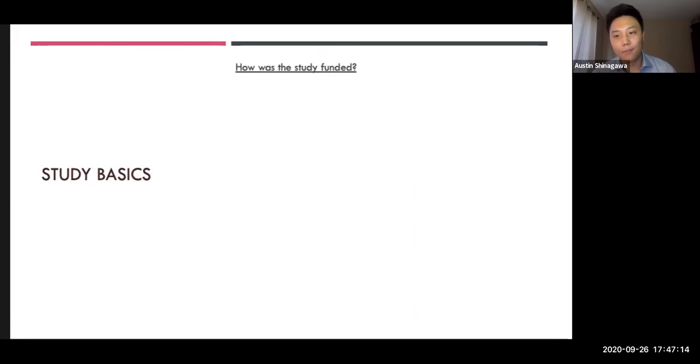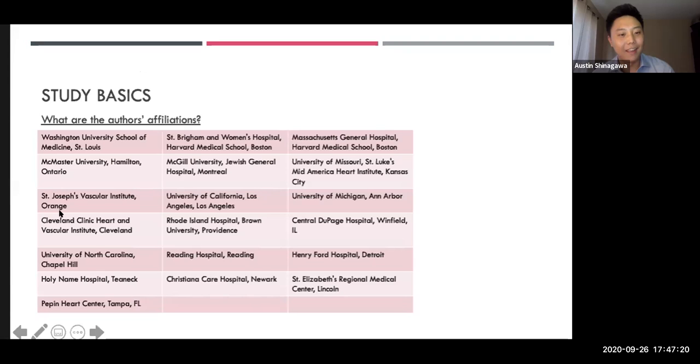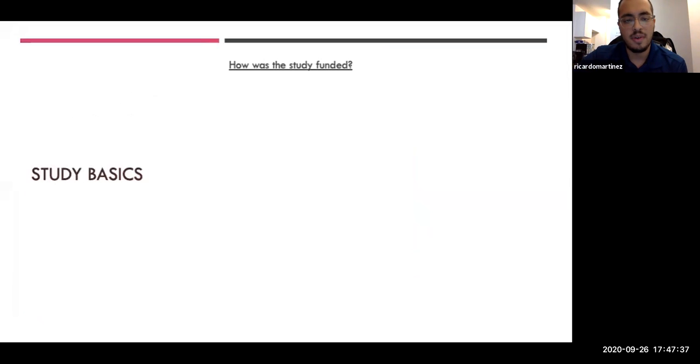I sprung that on you last minute, Ricardo, the change to the slide. The reason I included this, if you can go back, is to show that there are a lot of academic institutions participating in this, and it wasn't driven by industry necessarily. So we can take the study a little more seriously. Thank you, Austin. All righty.